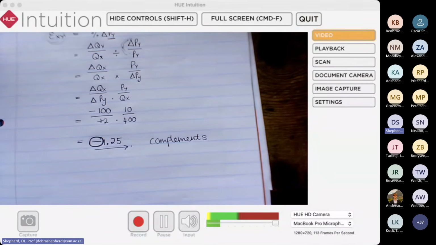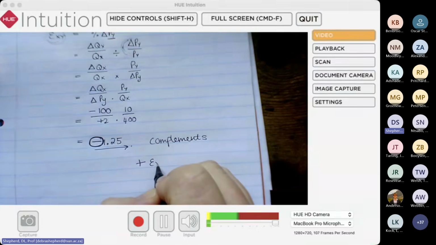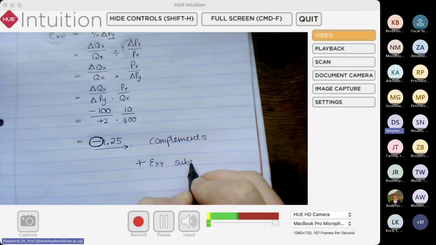Because if the price of a product goes up and consumers respond by buying more of something else, it must mean that you are choosing to replace the thing that is now more expensive with the other product. So it has to be a substitute for the now more expensive product. So a positive cross-price elasticity would then indicate substitutes.